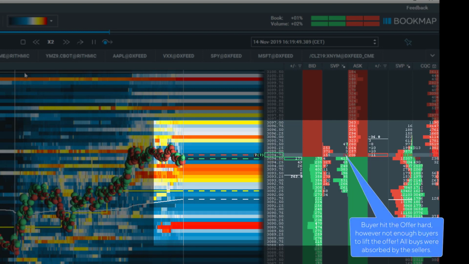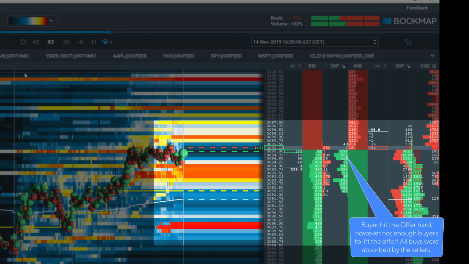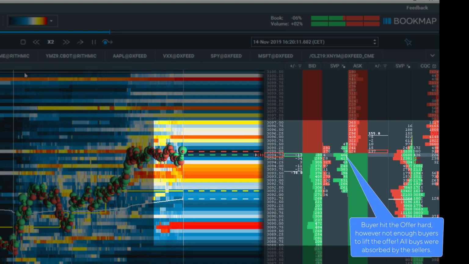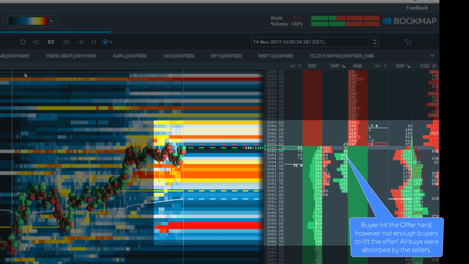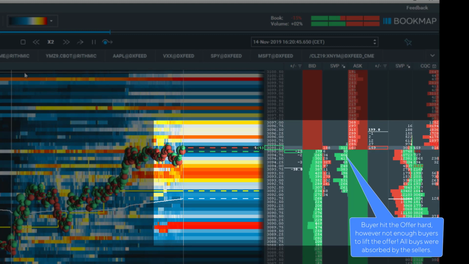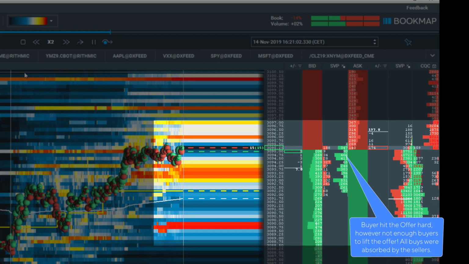It's always the same game. The market tries to press the price up in this case. In this example, they are trying to lift the offer. But as you can see in the order book, everything was absorbed on, in this case, on the offer, on the ask side. You will see also the snapshot column, or the quotes delta is rising. We have positive numbers there. So they are selling everything into the buyers, and the buyers don't have the power to lift the offer and to lift the price at this specific moment.